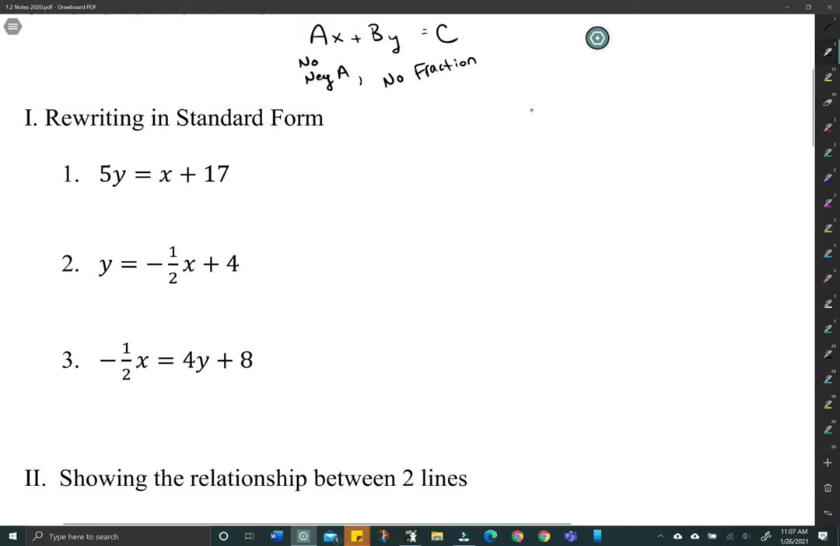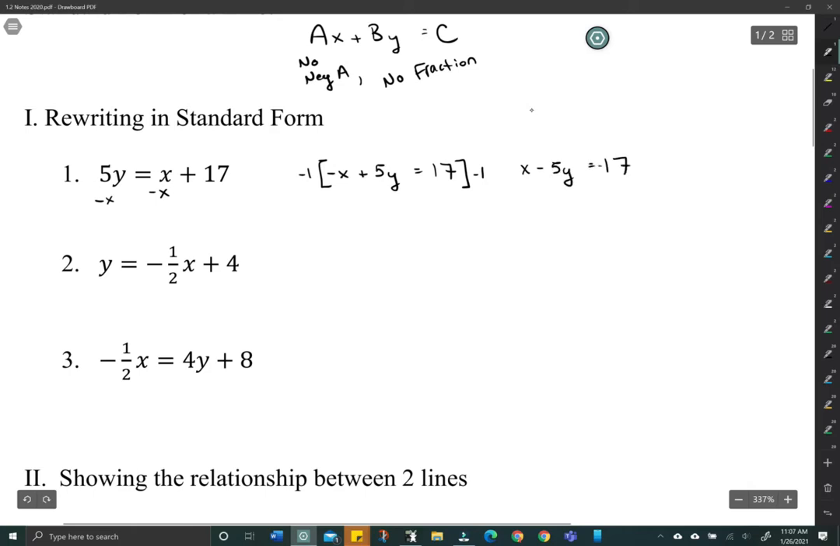There are different ways we can do this. Just remember we could subtract x from each side. So it's negative x plus 5y equals 17. We don't want it to be negative, so we multiply by negative 1. That just makes it x minus 5y equals negative 17. Don't forget that.